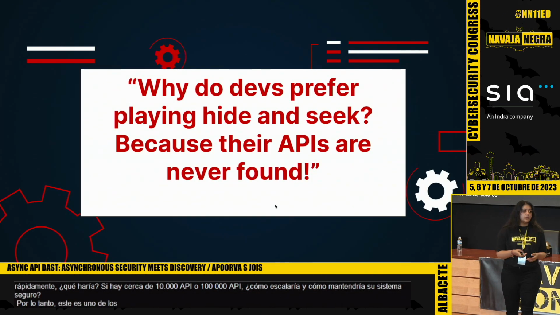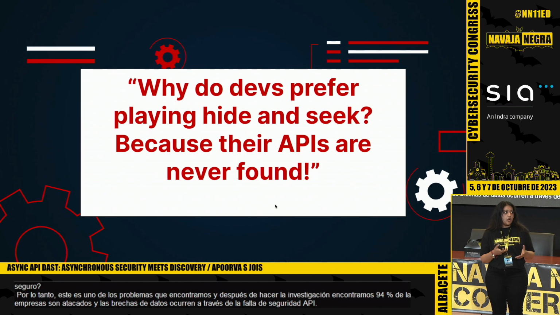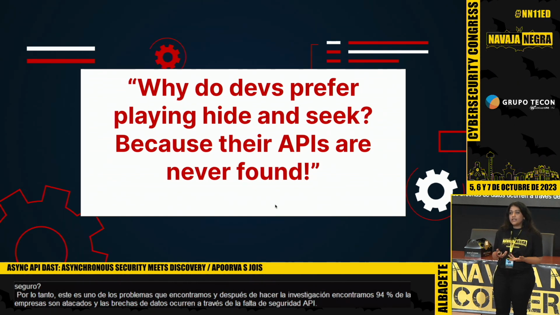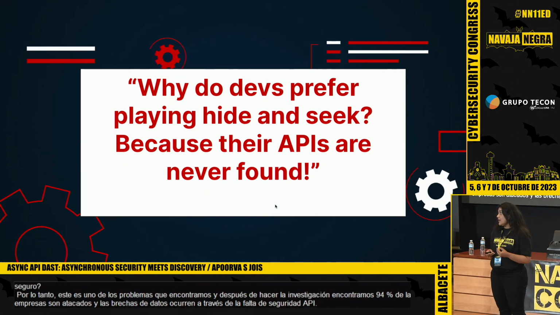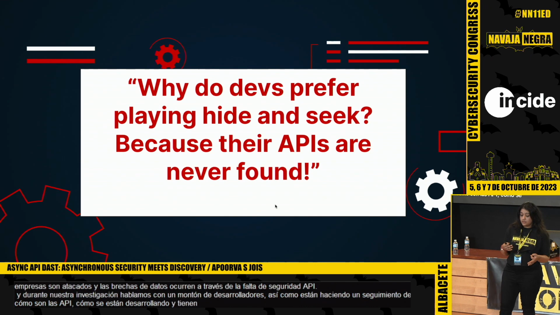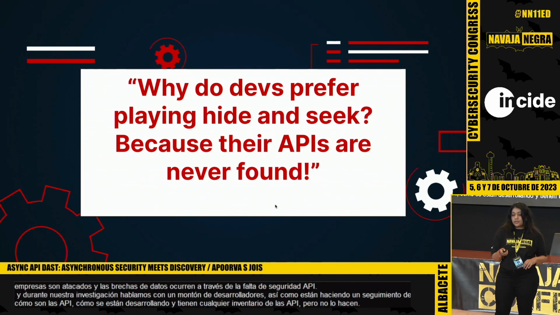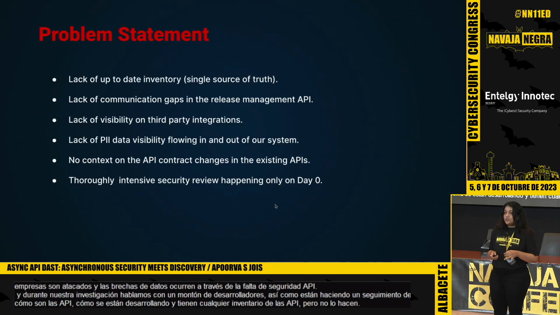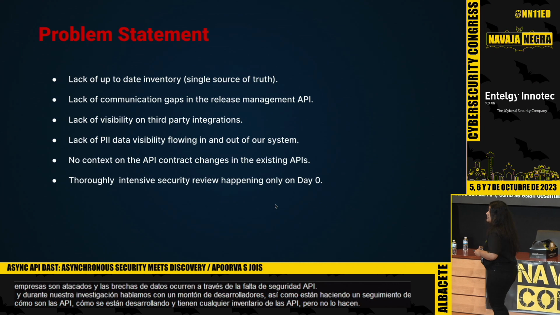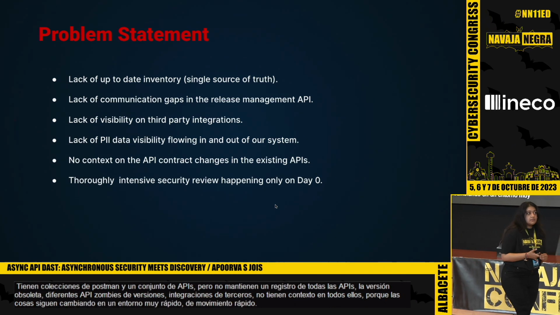During our research, we also spoke to a bunch of developers: are they keeping track of how the APIs are being developed, and do they have any inventory of the APIs they have? But they do not. They do have Postman collections and a set of APIs, but they do not keep track of all the APIs, the deprecated versions, different versioning, zombie APIs, and third-party integrations. They do not have context on all of it because things keep changing in a very rapid, fast-moving environment. So in the day-to-day cycle of a security engineer who does a lot of pen testing and makes sure the app is secure, we faced a bunch of problem statements.